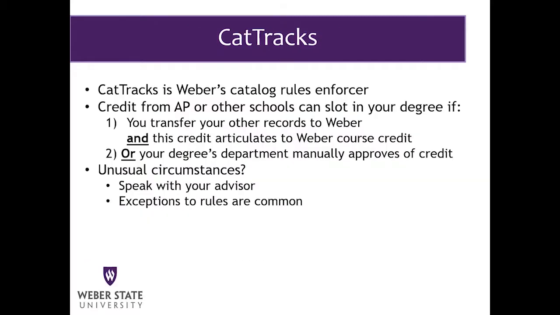Again, remember that CatTracks is Weber's catalog rules enforcer. The graduation office will use your CatTracks to see if you are ready to receive your degree. If you have credit from AP or other schools, this can slot in your degree provided, number 1, you transfer your other records to Weber State and this credit articulates to Weber State course credit, or your degree's department manually approves of credit. If you have unusual circumstances, please speak with your advisor. Exceptions to rules are common.